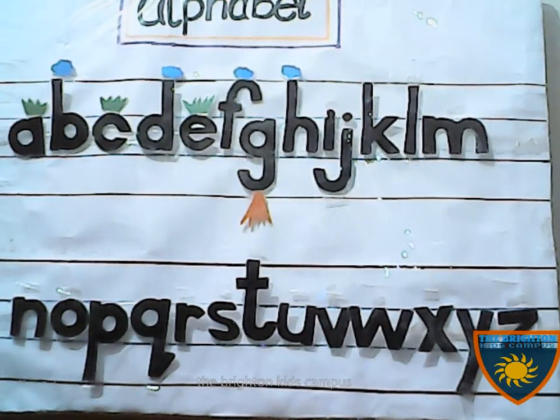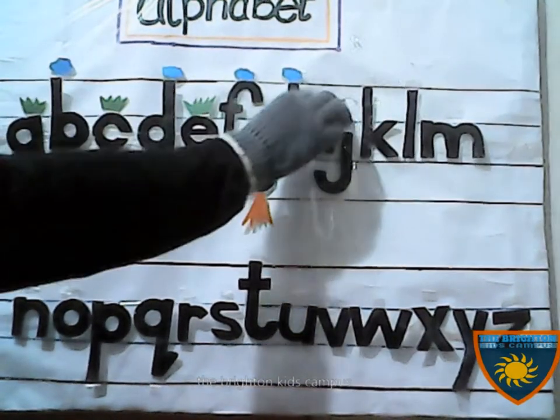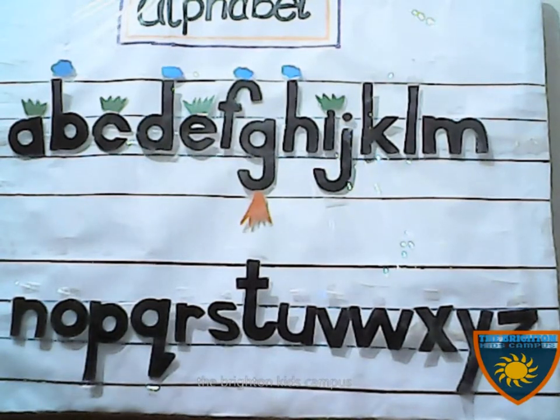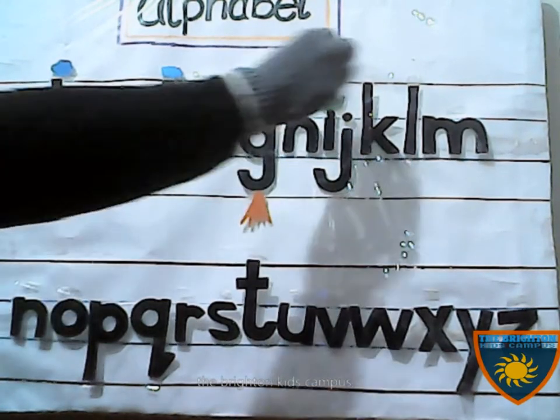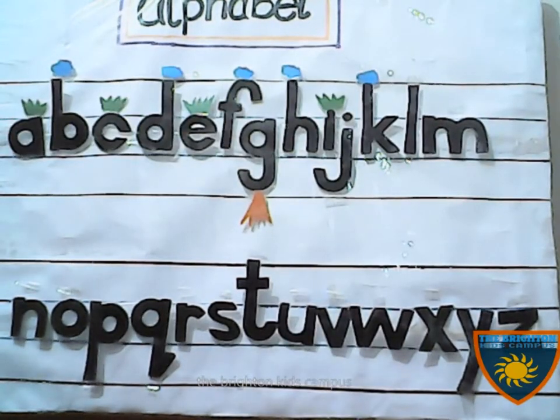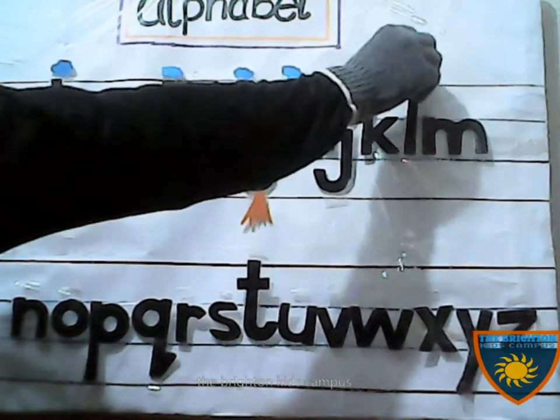And now I. I is a grass letter. Grass letter color is green. Good. And next is K. K is a sky letter. L is also a sky letter.